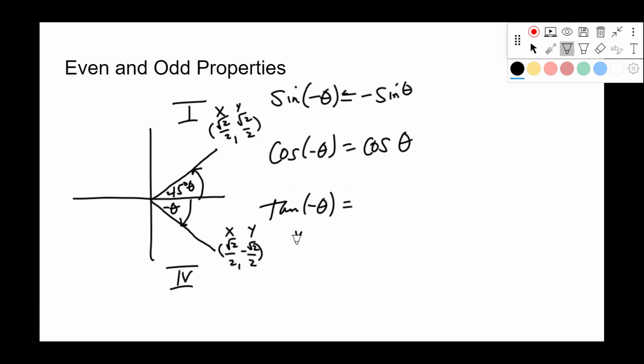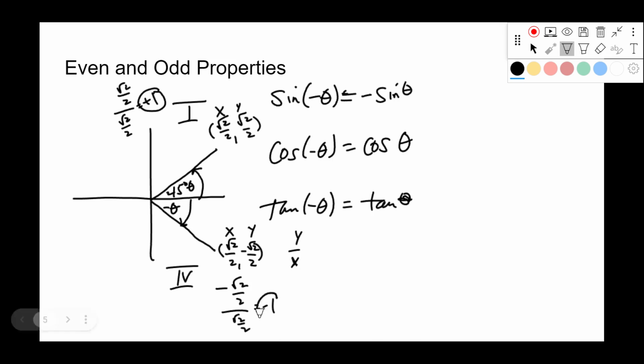Tangent is y over x. So now, if I take the y, divide by the x in quadrant 4, I'm going to get negative 1, right? One of them's negative, the other one's positive. But in quadrant 1, if I divide them, they're both positive. So that's going to give me positive 1. So in quadrant 4, compared to quadrant 1, in quadrant 1, the answer is positive. In quadrant 4, the answer is negative. So the two of these answers are opposite one another. They're the opposite. Now, the reciprocal functions are the same.